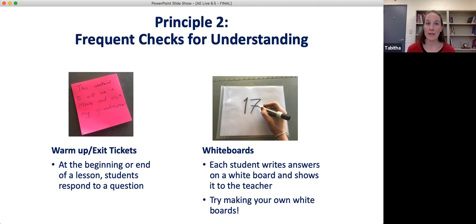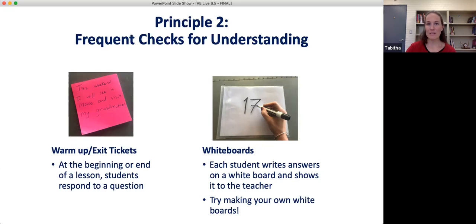You can have students write their answers either individually or in groups. So you can show students a picture of vocabulary and then ask them to write their answer and show it to you. You can ask them a question and then they write their answer and show it to you. And you get a good snapshot of what's going on in the class and what students are thinking.